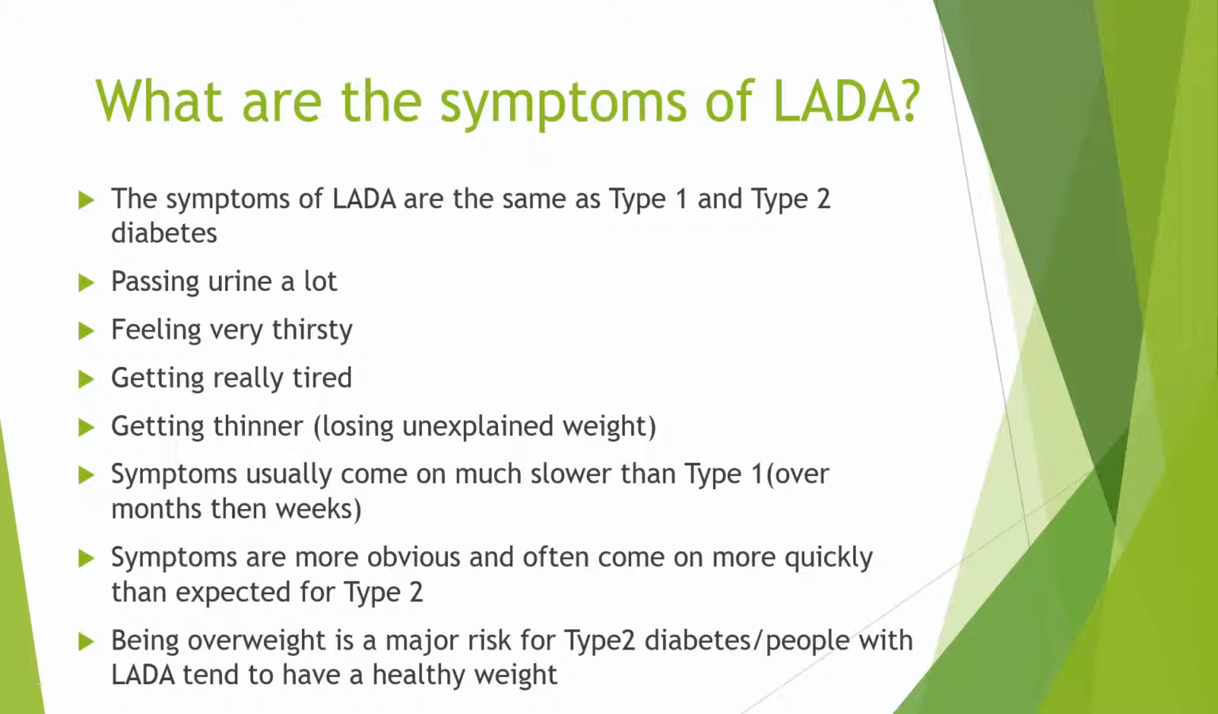Getting thinner, because they could be losing weight unexpectedly, or they could be at their normal weight, just a normal regular sized patient, whereas type 2 diabetes is usually you're a little bit overweight or you're overweight. The symptoms usually come on much quicker than type 2, over months or weeks for type 1. Type 1.5 is a lot slower than type 1.